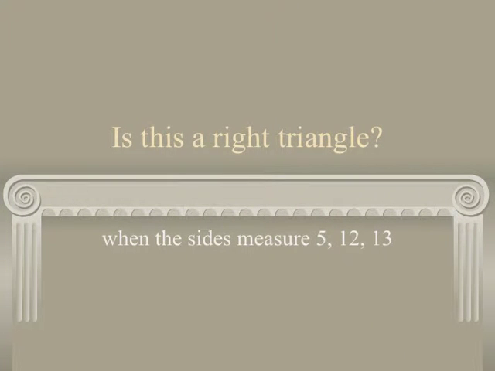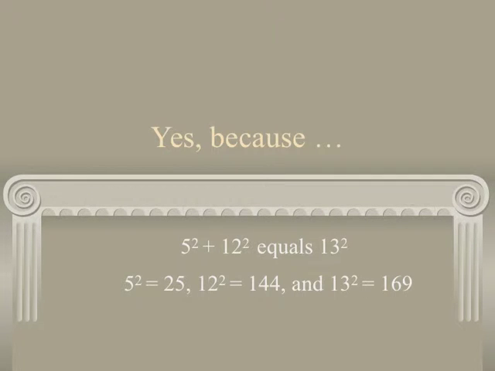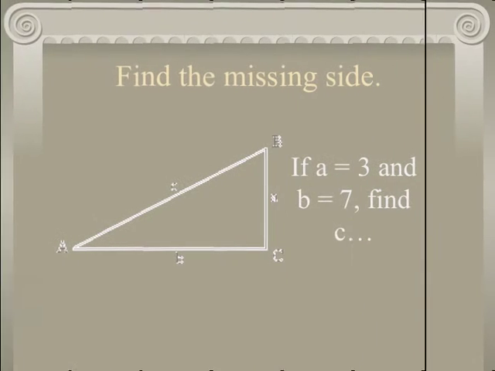Could this be a right triangle with measurements of 5, 12, and 13? Yes, because 5 squared plus 12 squared equals 13 squared. Take a look at the math. 5 squared is 25, 12 squared is 144, 13 squared is 169. 25 plus 144 equals 169.